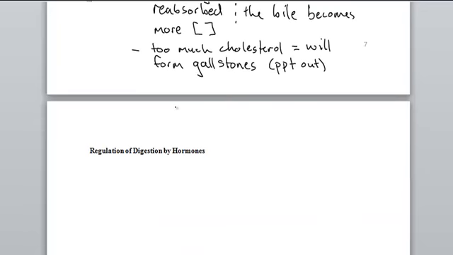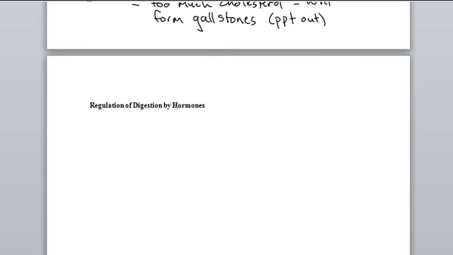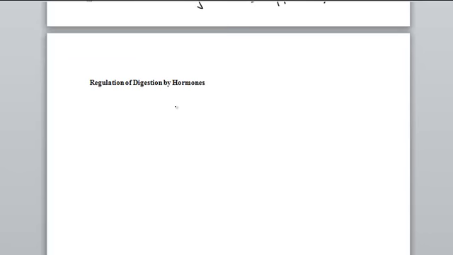So finally, we're just going to look at the regulation of digestion by hormones. There's many hormones involved. We're not going to talk about all of them, but we're going to focus on 4 key hormones. And if you remember, anything like hormones, feedback pathways, these are all ideal for critical thinking questions, as well as looking at the enzymes and what they digest.